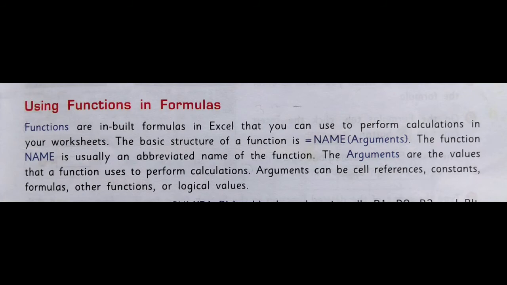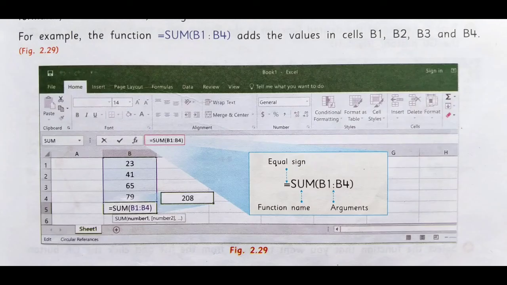Using functions in formulas. Functions are inbuilt formulas in Excel that you can use to perform calculations in your worksheets. The basic structure of a function is equal sign, name, arguments. The function name is usually an abbreviated name of the function. The arguments are the values that a function uses to perform calculations. Arguments can be cell references, constants, formulas, other functions, or logical values. For example, the function =SUM(B1:B4) adds the values in cells B1, B2, B3 and B4, which is shown in figure 2.29.